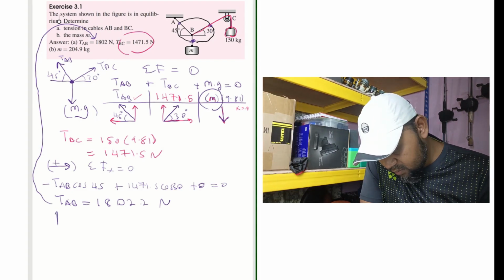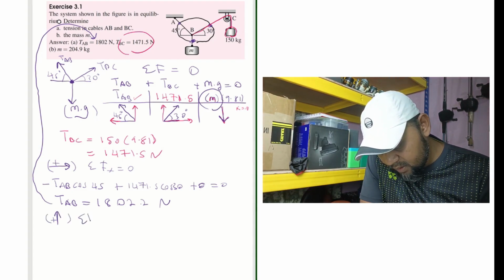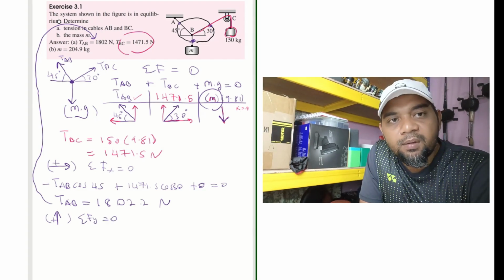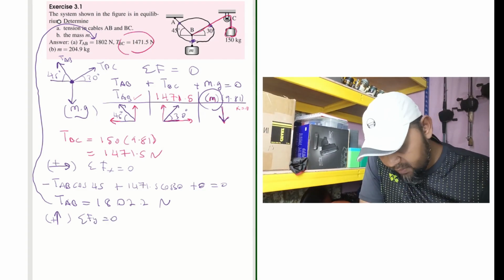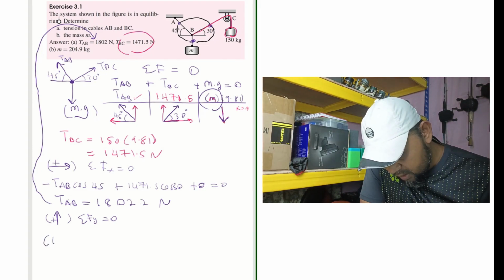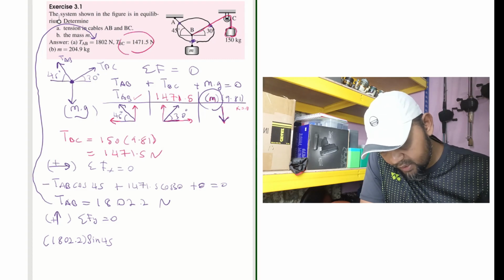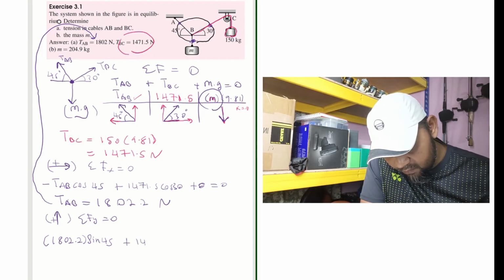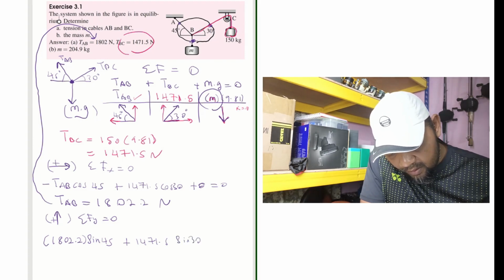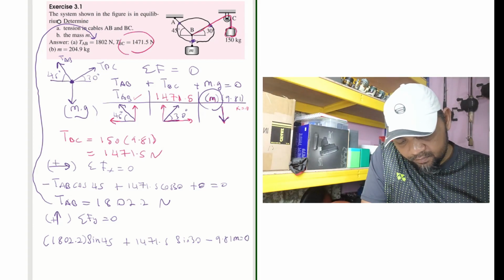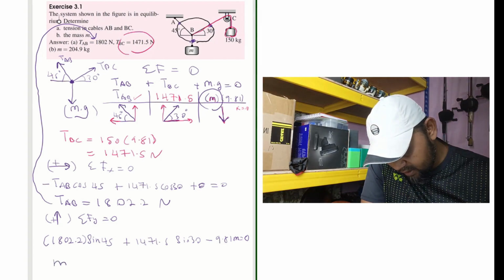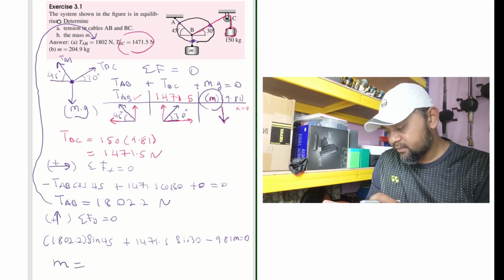So the M can be solved in the y direction. So we go this way. Positive. Sigma Fy equal to 0. Now we know the TAB, which is 1802.2 sine 45, positive because it is going upward, same as our positive direction, plus 1471.5 sine 30 minus 9.81 m equal to 0. Put it the other way, you can have the m equal to.